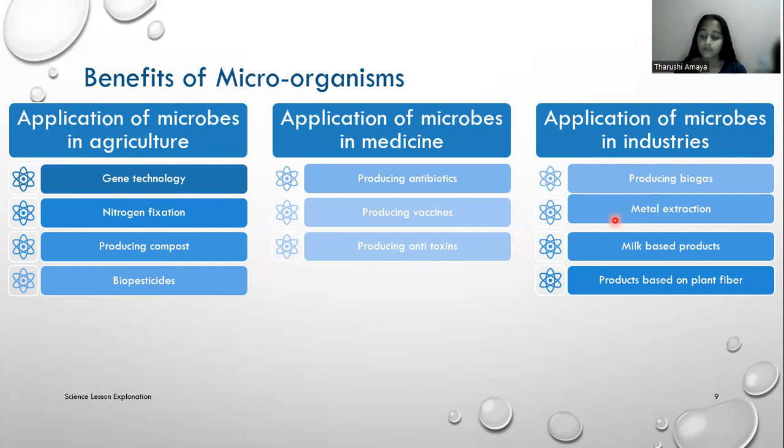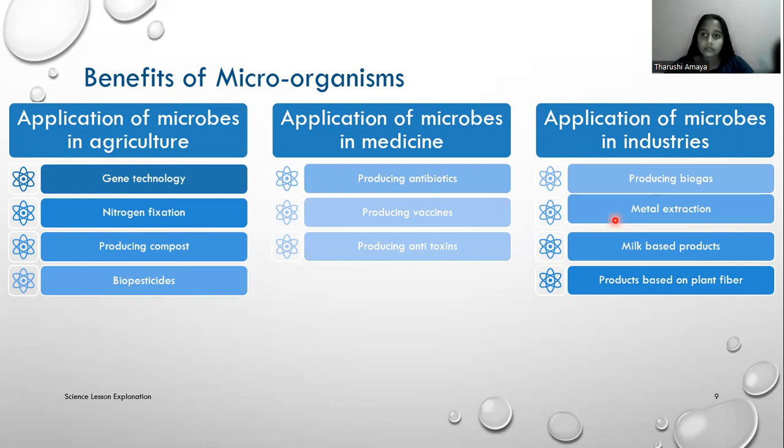And the next one is producing compost. Compost is prepared by decomposing organic matter by microorganisms. Fungi and bacteria are often used for decomposition of organic matter.